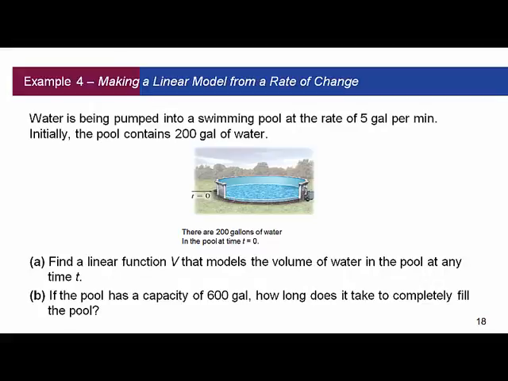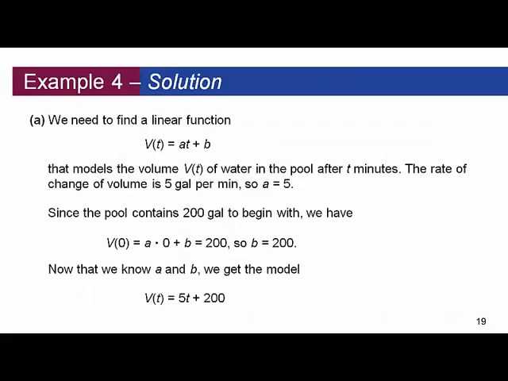Another simple example would be water being pumped into a swimming pool at a rate of 5 gallons per minute. And if the pool initially contains 200 gallons of water, we can now show a function to show us how fast the volume of water is increasing, and how long it will take until it's full, right? Because the pool has a capacity of 600 gallons. All these things can be modeled by a linear function.